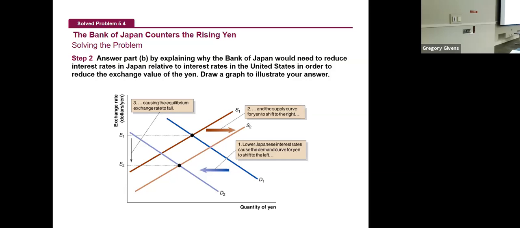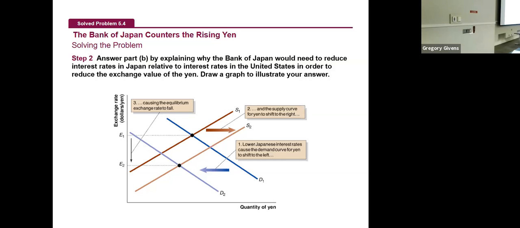What would it need to do? So how would the Bank of Japan accomplish a reduction in Japanese interest rates relative to US interest rates? Levi? It would increase the domestic monetary base in Japan, right? It would do that by doing what? Buying or selling international reserves.